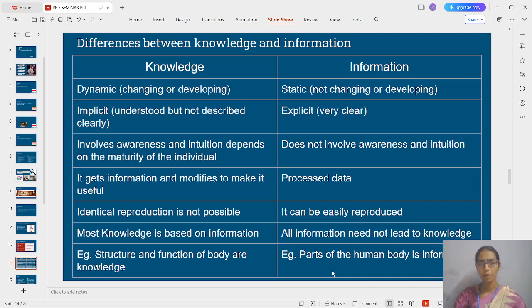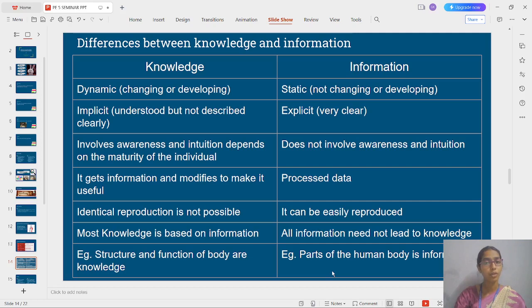So in this tabular column, I have given the main differences between knowledge and information. Knowledge is changing, it is dynamic, whereas information is static. Knowledge is implicit, whereas information is explicit. Knowledge involves awareness and intuition, which may depend on the maturity of the individual, whereas information does not involve awareness and intuition. Knowledge gets information and modifies it to make it useful, whereas information is just processed data. Most knowledge is based on information, whereas not all information leads to knowledge.